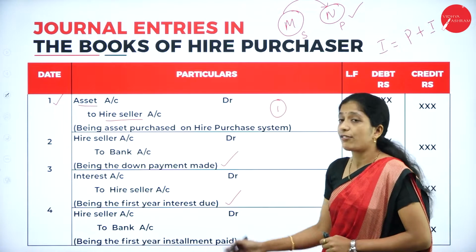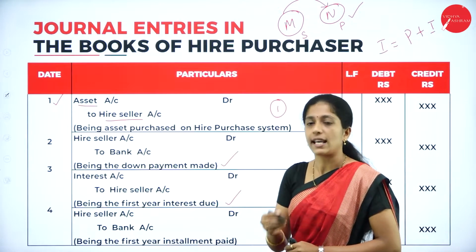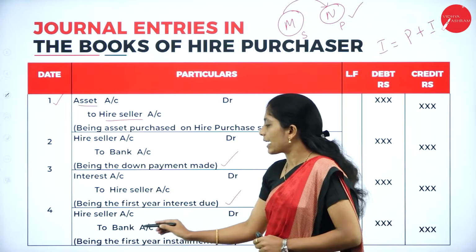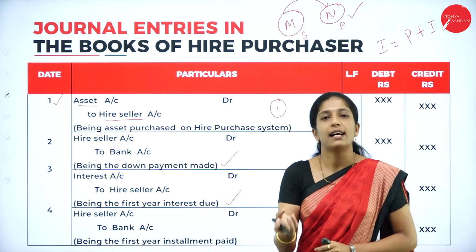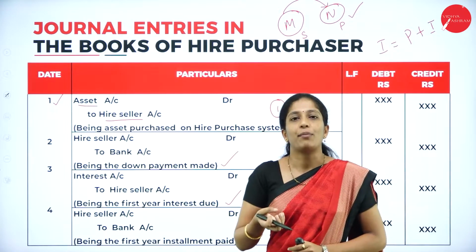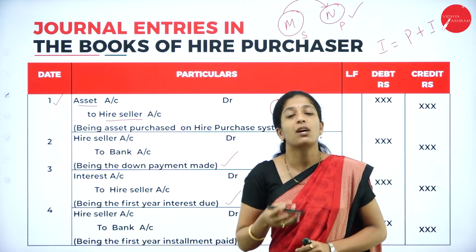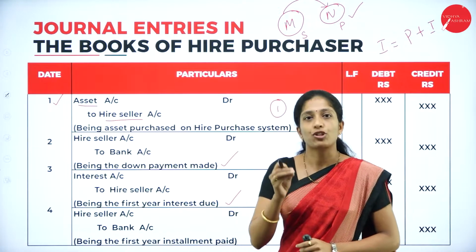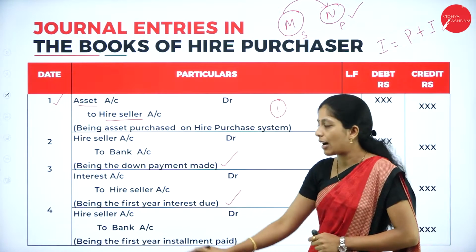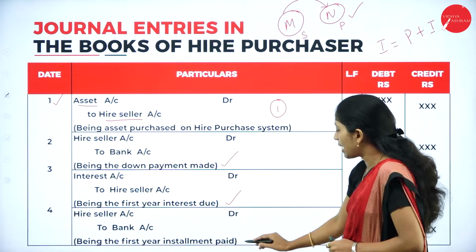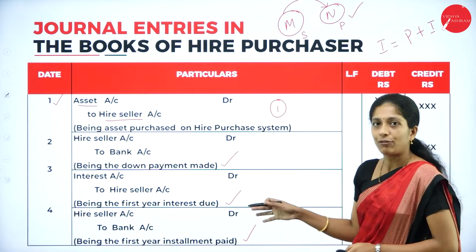Now what is the entry for whom we are paying the installment? For hire seller. So hire seller account debit to bank account. So we are making payment to the hire seller, receiving that amount, and from the hire purchaser what goes out? Cash or bank goes out. So hire seller account debit to bank account, being the first year installment paid. So these are the four entries.